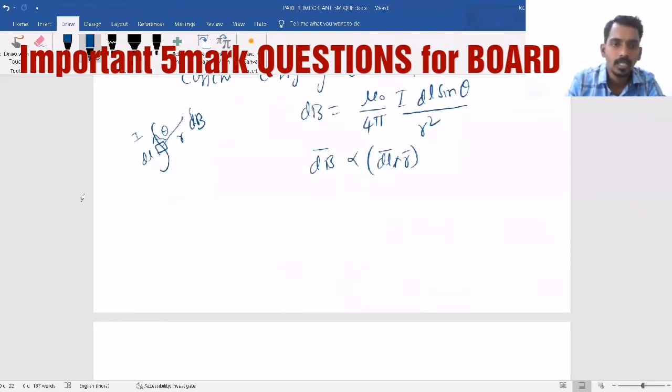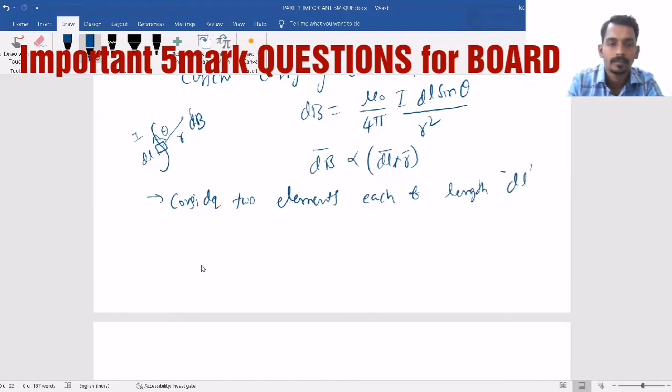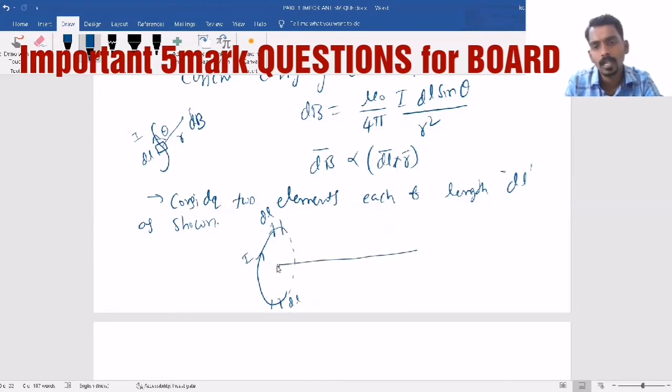Now using this to derive that, consider two elements each of length dl as shown. Now our element is current carrying circular loop. Now you consider one small element dl here, here current is flowing, and here one element of same length dl. Now on the axis at a distance x, when you consider there is a magnetic field due to this and there is a magnetic field due to this.